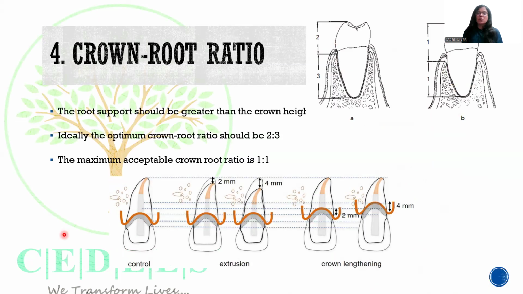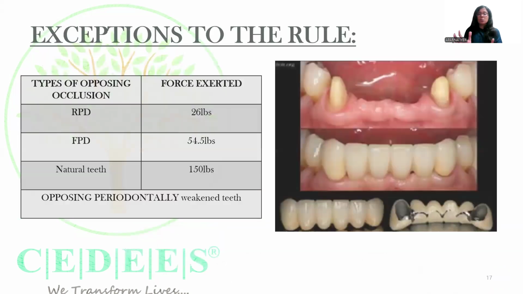A patient should have an optimum crown root ratio of 2:3 to be considered for an FPD prosthesis. Now, if this is not there in a clinical scenario, if it is periodontal, if there is recession, etc., you need to at least have a 1:1 crown to root ratio. The crown to root ratio can definitely be altered by orthodontic extrusion or crown lengthening.